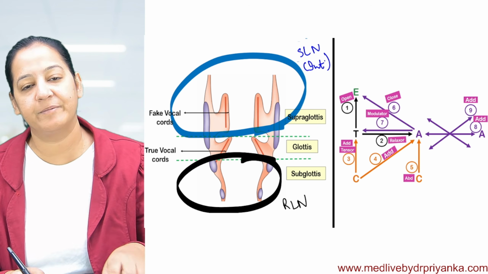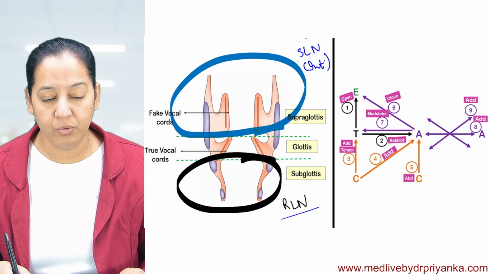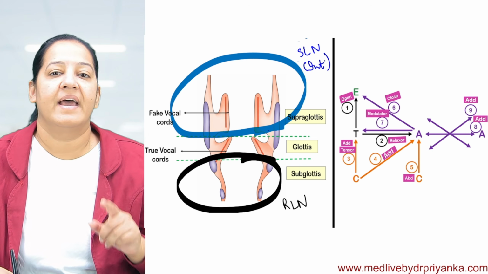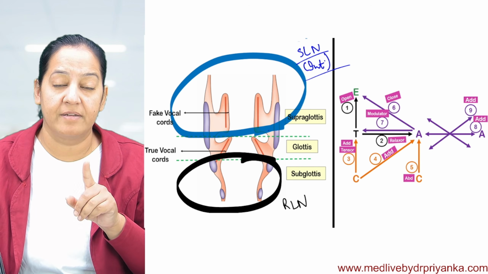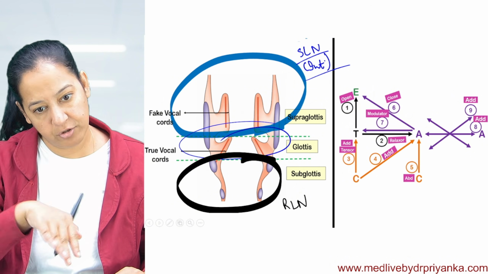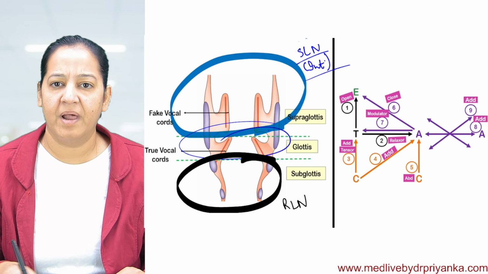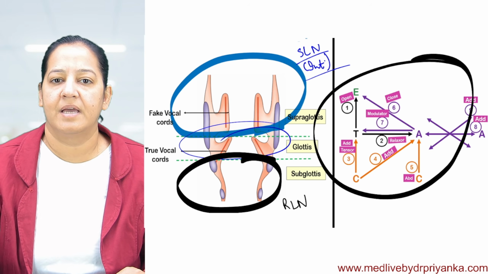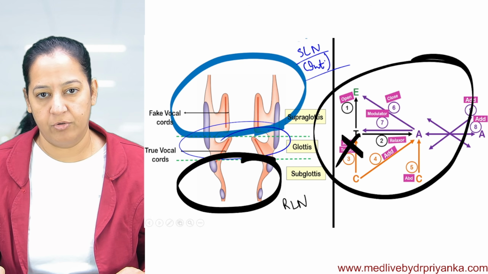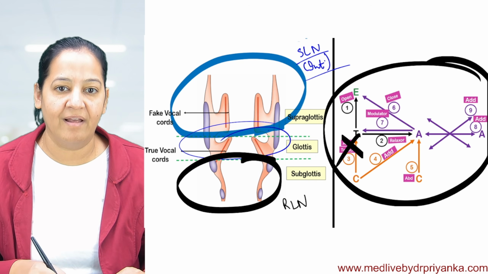Anyways, come back. You can see the two nerves, RLN and SLN. RLN does the sensory supply below the vocal cord. The internal branch of SLN does the sensory supply above the vocal cord. And at the vocal cord, both of them supply. Now coming to the motor supply. RLN supplies all the muscles except cricothyroid. See, my black color is RLN.